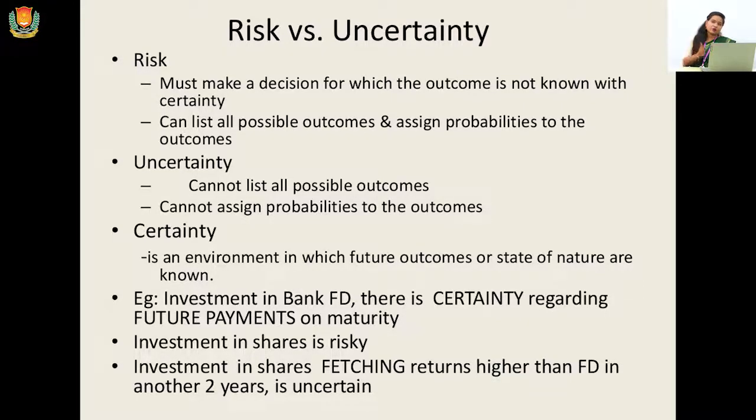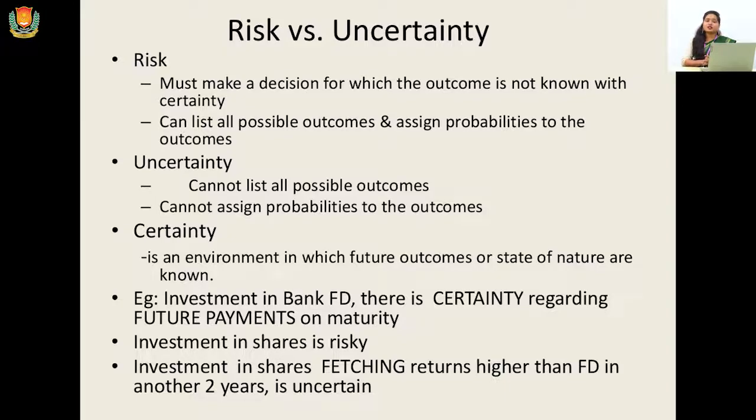So it might be possible that either the alternative will give you benefits, or otherwise it will give you losses. We can list out the possible outcomes, and we can even assign probabilities to those outcomes. It might rain today, so there are two things: it can happen or it cannot happen. But the risk here is that it might be heavy rain today.